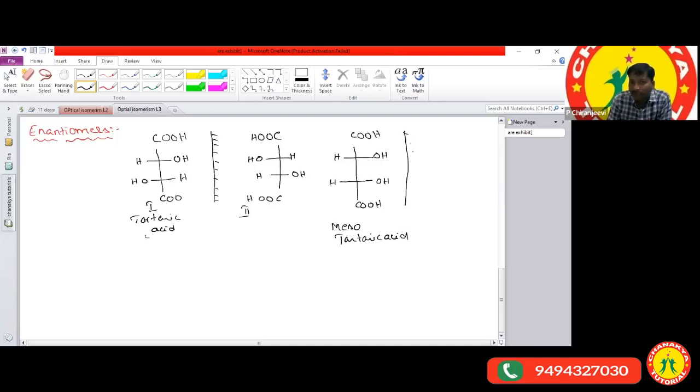We can write the mirror image as COOH, and here OH on that side, H, and here also OH and H. Exactly whatever the mark is on this side, we write in the opposite direction here. H, COOH. So this is structure 3 and structure 4.